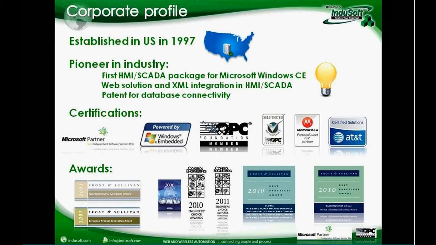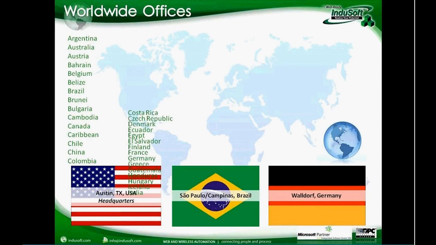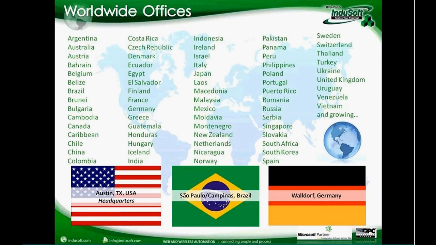We are members of the OPC Foundation, and we have received several awards over the years as recognition of the quality of the products and also the services offered by Indosoft. Indosoft headquarters are in Austin, Texas, where we provide technical support for the Americas and also where we have the management of the company. We also have offices in South America and Europe for local sales and technical support, as well as a huge network of system integrators and distributors all over the world.